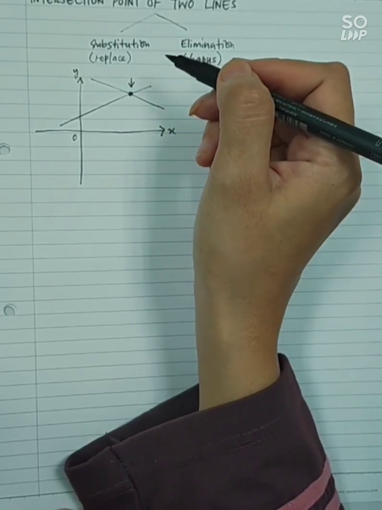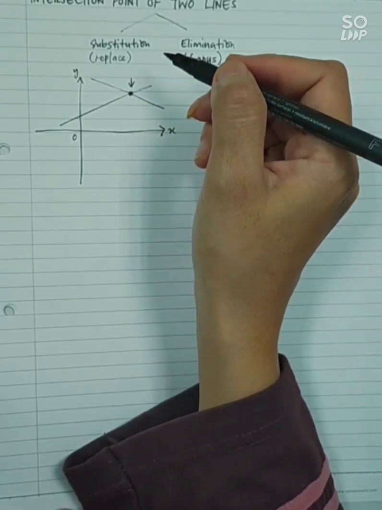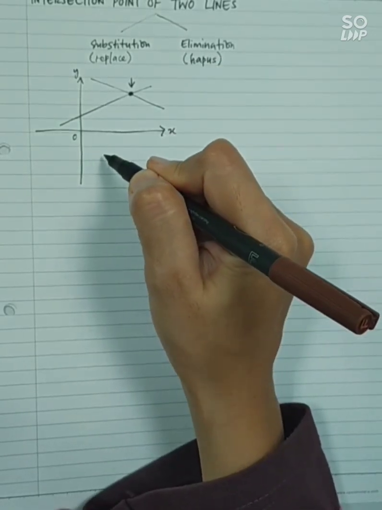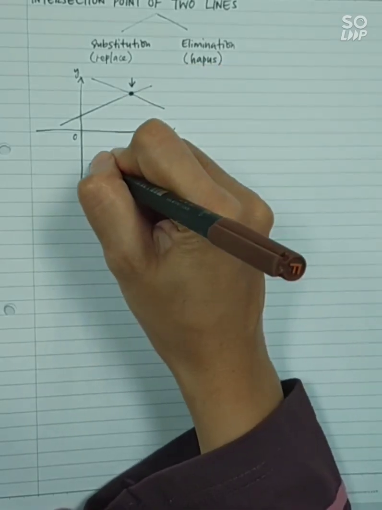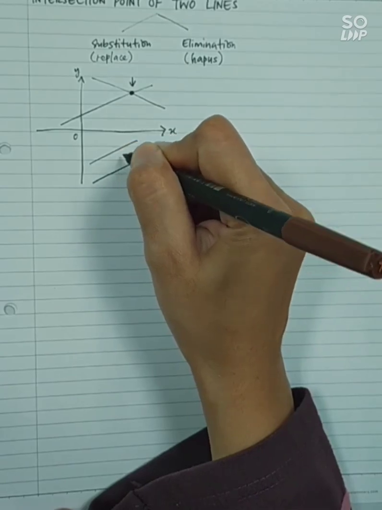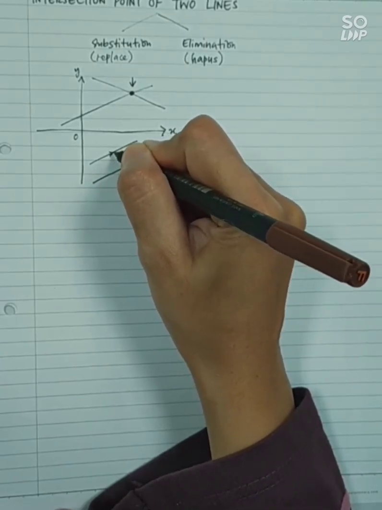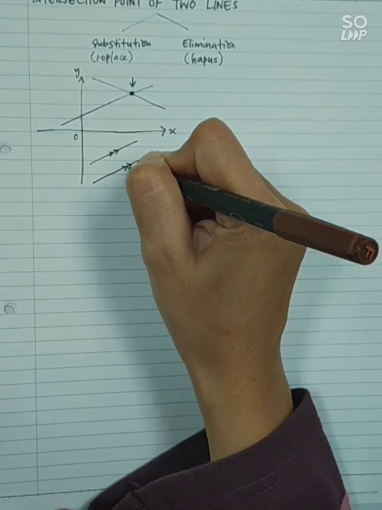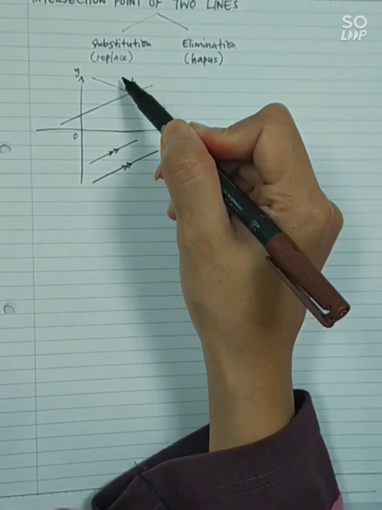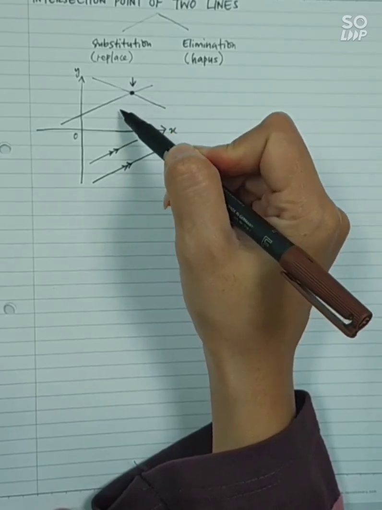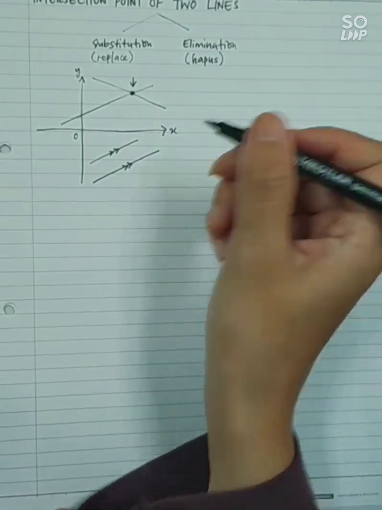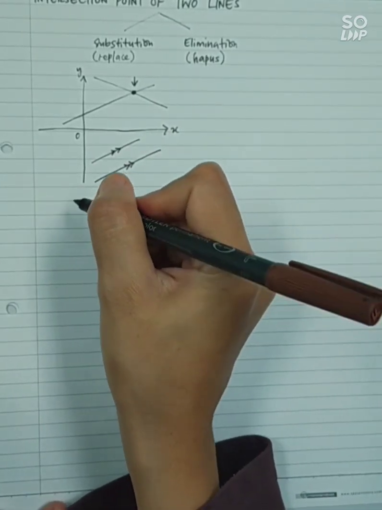Or you can also have parallel lines, but if you have parallel lines, there's no way you can find any intersection point. There is no intersection point between two parallel lines. So we are basically discussing this kind of graph. First, let's look at this example.